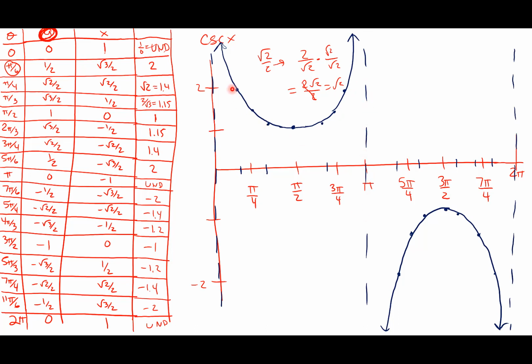So the question is, with these dots there, what's the graph going to look like? And I already drew it over here for you. But the graph looks like a little horseshoe. Arrows at the end.